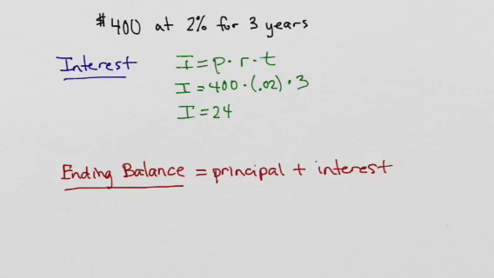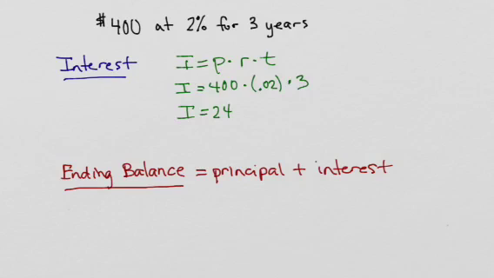All right, now what that 24 is, it's the amount of interest. That's how much money the bank is going to pay you for letting your money sit there. All right? Now, at the end, you don't just have $24. You don't have 400 anymore. How much money do you actually have now? And that's called your ending balance.